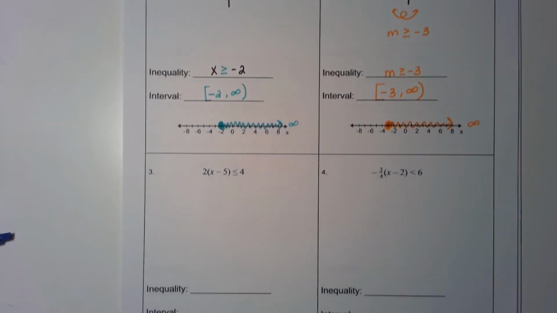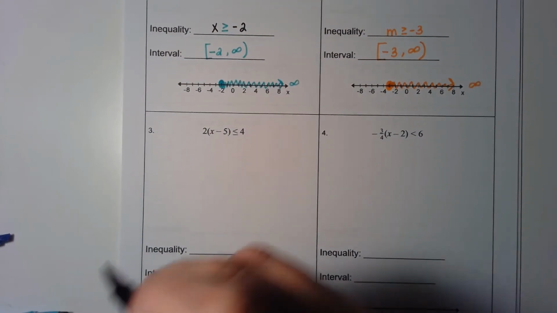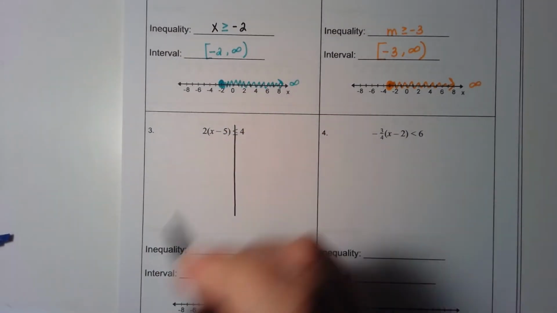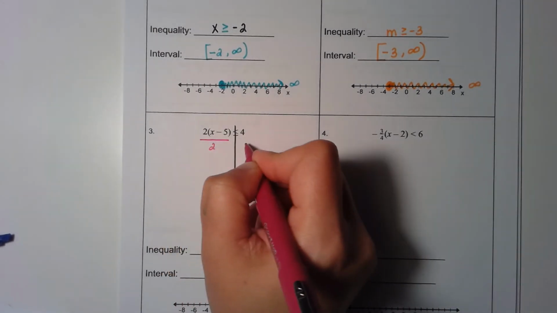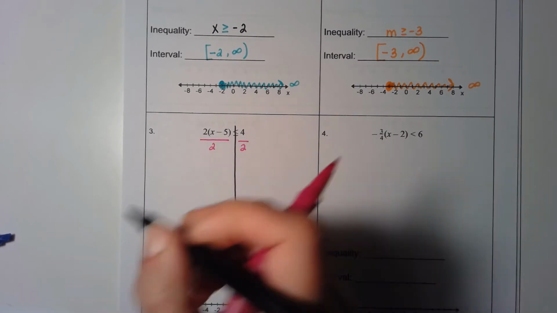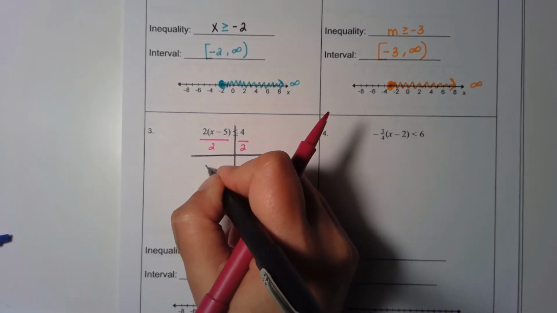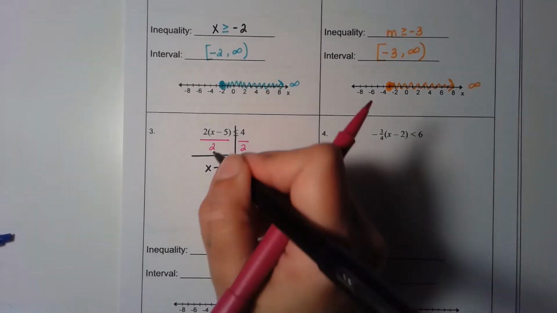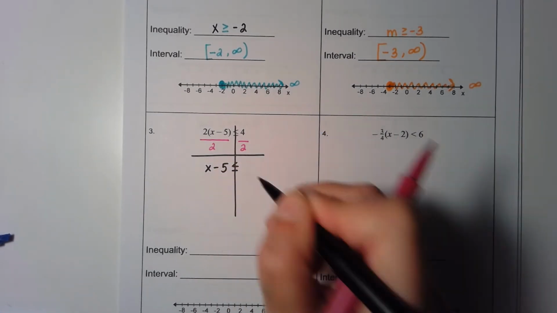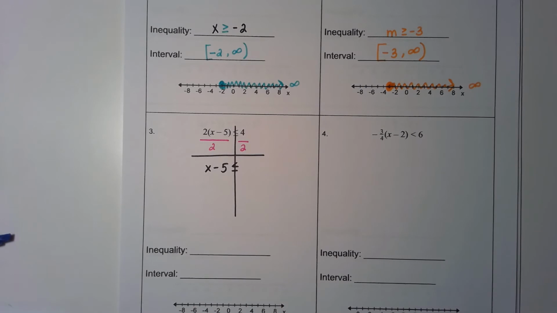Now for problem number 3, if I want to solve this, I'm going to start by drawing a vertical line through my equal sign. My first step here is going to be to divide by 2 on both sides. Now this time I am dividing, but I'm not dividing by a negative number. So there's no need to flip the inequality. It's still just going to be less than or equal to.